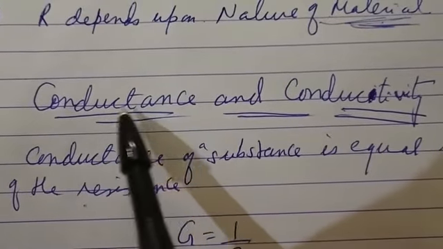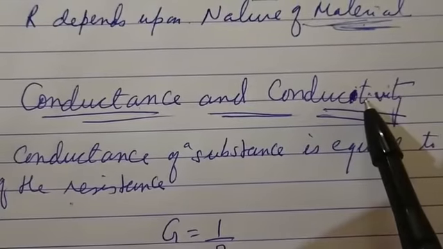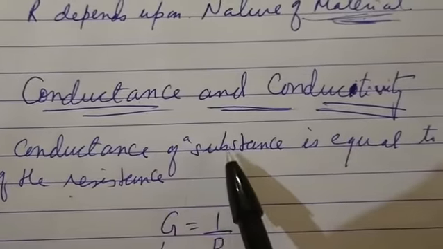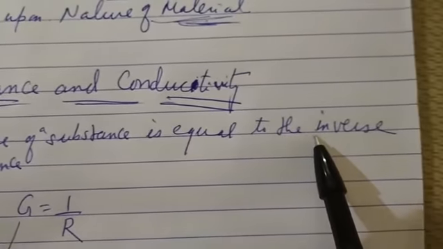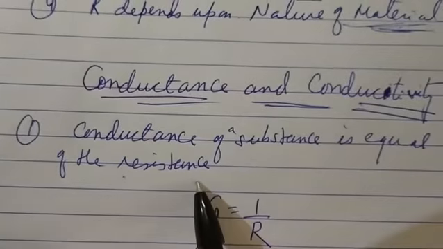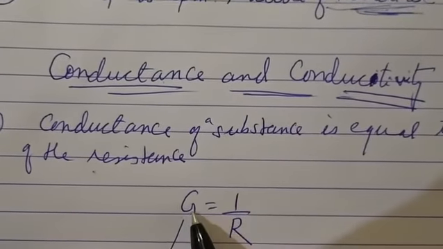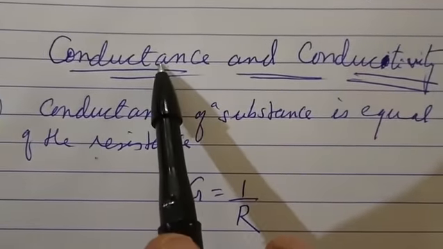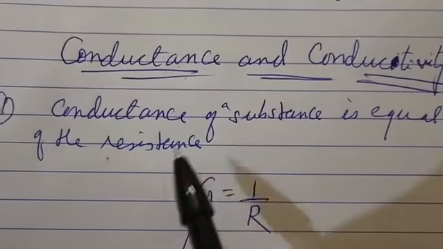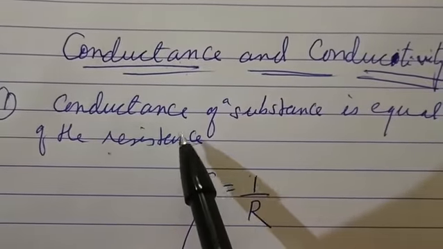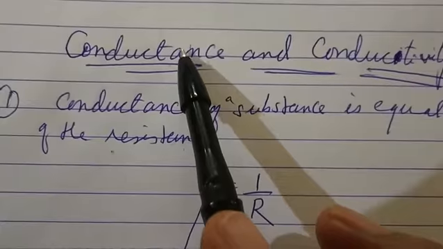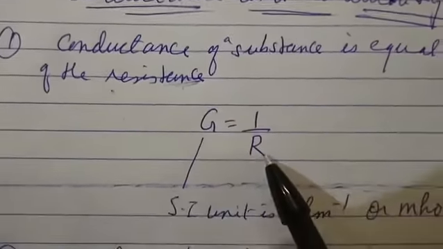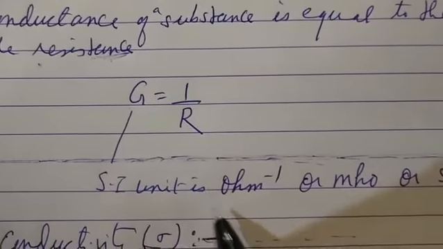Now next is conductance and conductivity. So first, what is conductance? Conductance of a substance is equal to the inverse of the resistance. Conductance is denoted by capital G, equal to 1 upon R. So conductance and resistance are reciprocal of each other. What will be the unit of conductance?